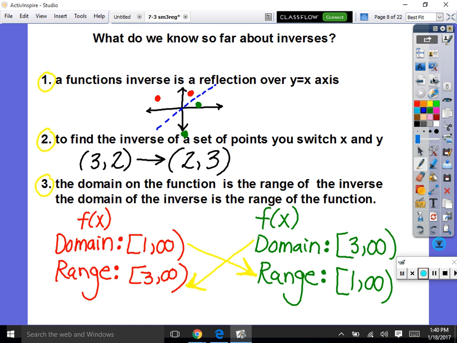Okay. Cool. So I just want to clarify everything we've learned so far about inverses. So everybody listen. 1, a function's inverse is a reflection over the y equals x axis. Check to that. 2, to find an inverse of a point or a set of points, you simply switch x and y, right? So 3, 2, the inverse would be 2, 3. And then third, the domain of that function is the range of the inverse. And the domain of the inverse is the range of the original, right?